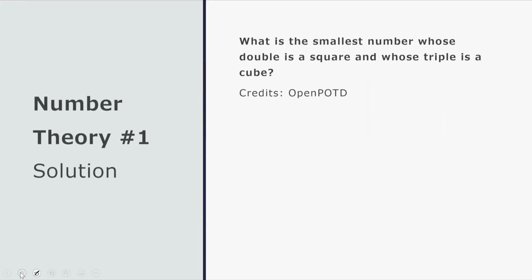So in this case, we have a prime factorization in the form 2 to the blank times 3 to the blank. Why only 2 and 3 and no other prime factor? Because for its triple to be a cube, we just need one more 3, and for its double to be a square, we just need one more 2. All right, so we put 2 and 3 right there.